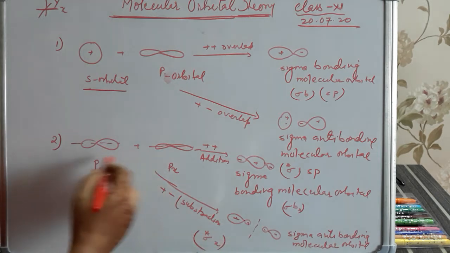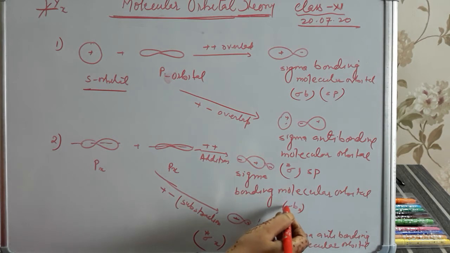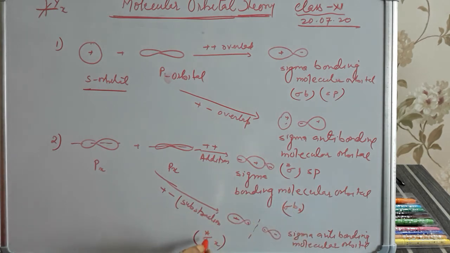So overlapping of two px orbitals takes place, either addition or subtraction. Two ways of overlapping take place in the linear combination of atomic orbitals, and two molecular orbitals are formed. One is called the bonding molecular orbital and the other is called anti-bonding. The one formed by addition overlap is called the bonding molecular orbital, and the one formed by subtraction overlap is called anti-bonding. In this way we can represent the bonding molecular orbital simply by sigma px, and anti-bonding by putting a star on it.